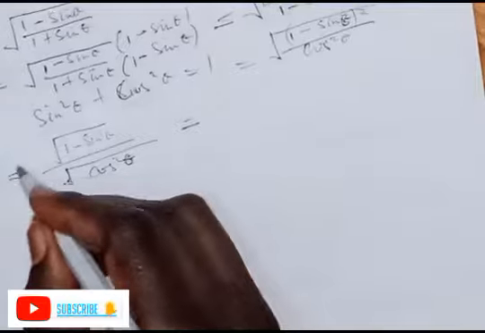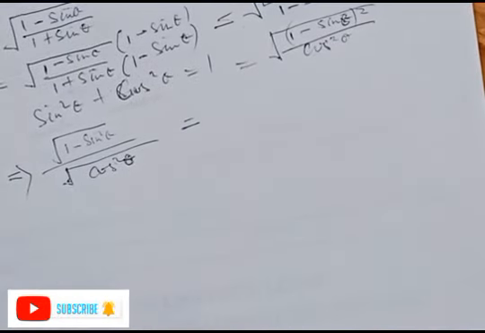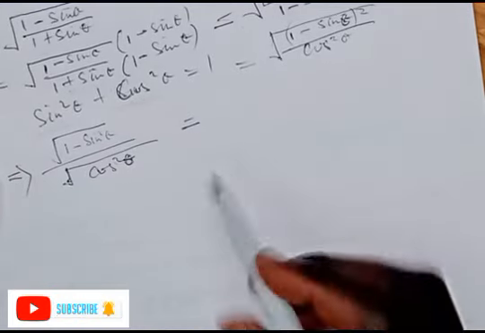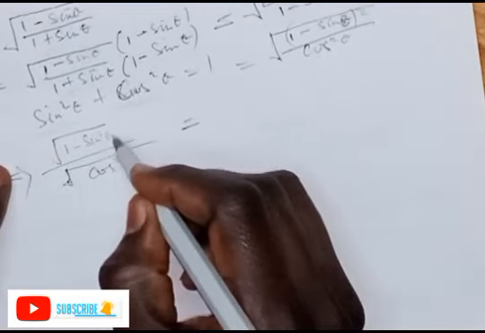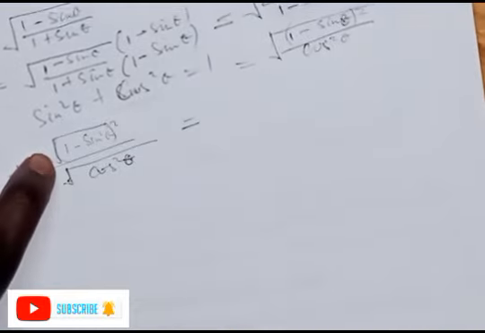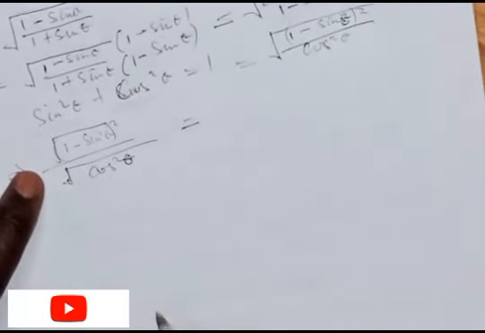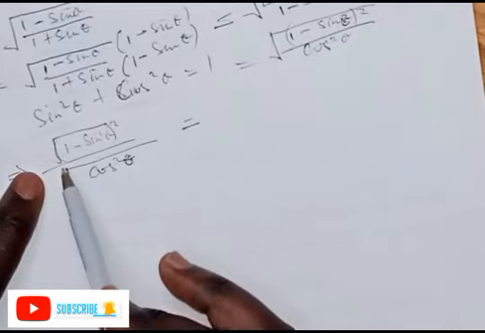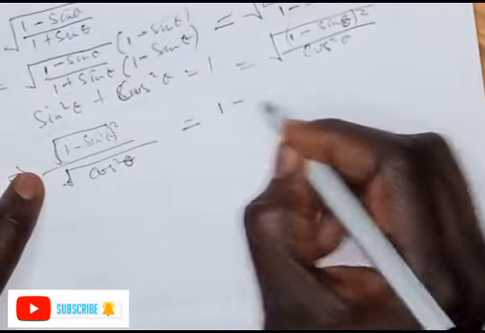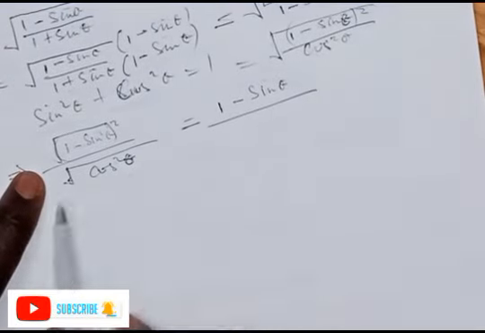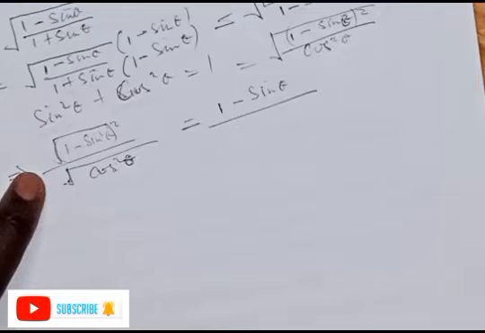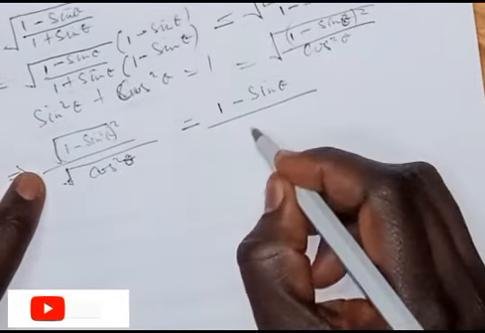The square root of (1 minus sin theta) all squared is 1 minus sin theta, over the square root of cos squared theta, which is cos theta.